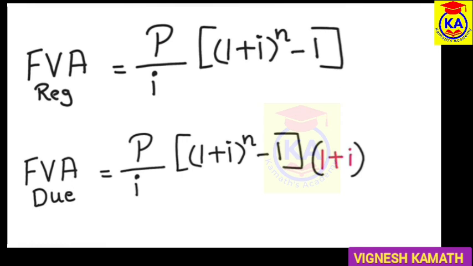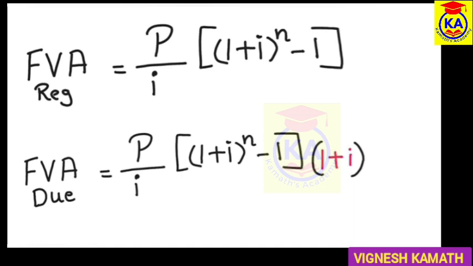Okay, P is the amount of each annuity. Then I is the rate of interest in decimals. N is the number of years. I hope you are clear. So the formula is P by I into (1 plus I) to the power n minus 1.